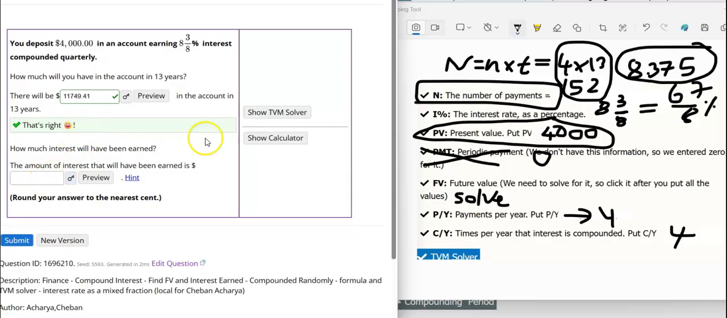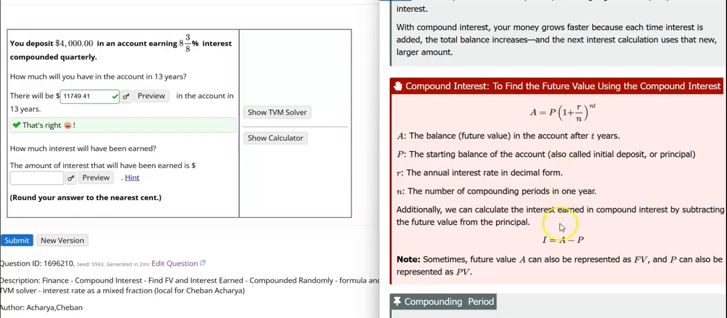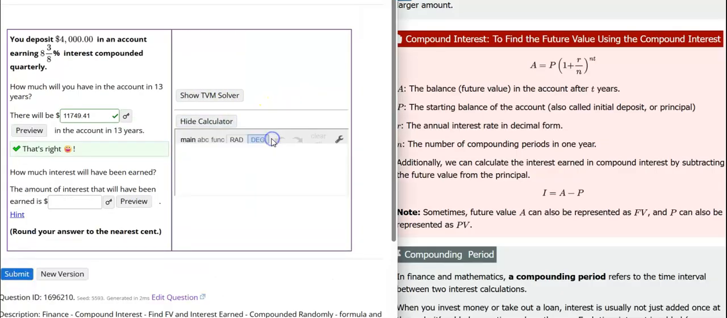Now let's find interest. So the interest formula is A minus P. Notice that A is future value, FV, and P is present value, or PV. Again, A is FV, P is PV, the same thing. So interest is going to be A minus P. So let's use the calculator to find the interest.